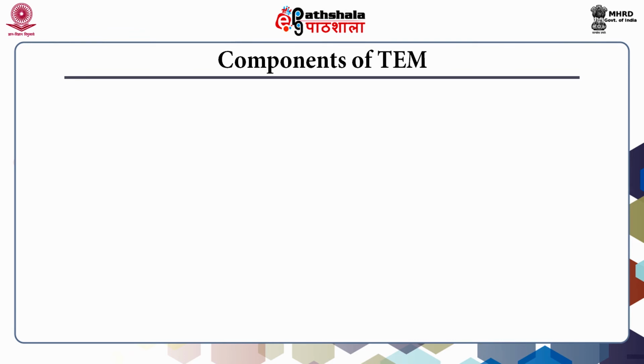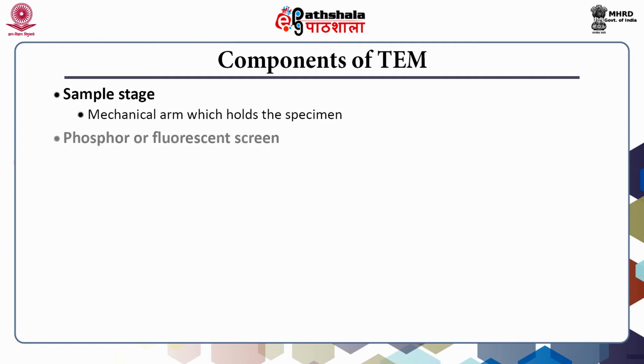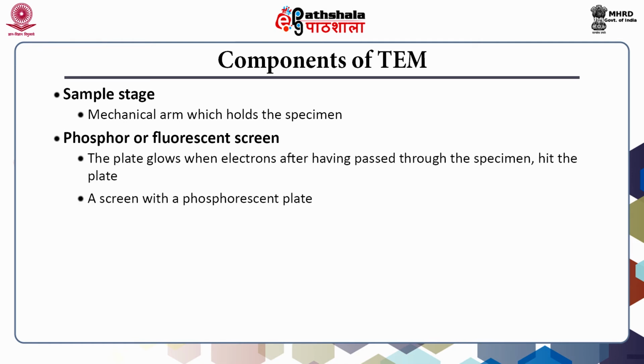Components of transmission electron microscope also include sample stage and phosphor or fluorescent screen. Sample holder or stage consists of a mechanical arm which holds the specimen. Imaging system consists of a screen with a phosphorescent plate. The plate glows when electrons, after having passed through the specimen, hit the plate.